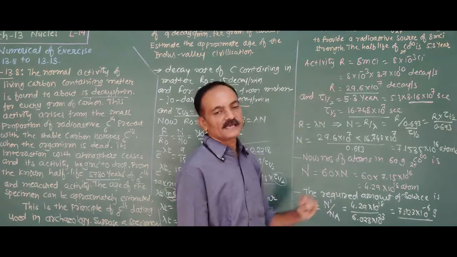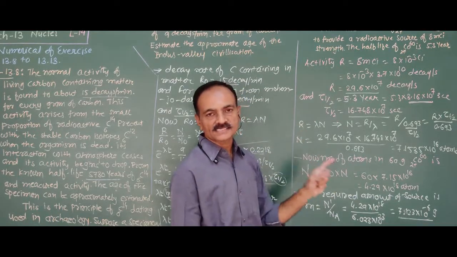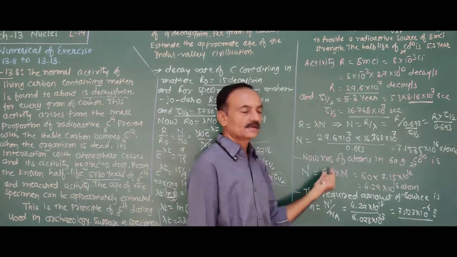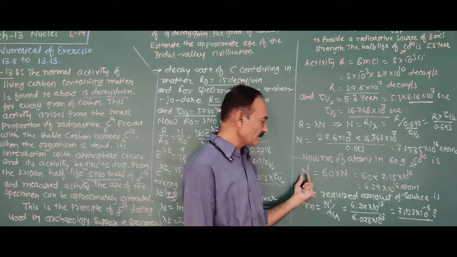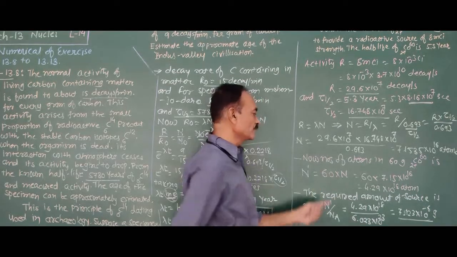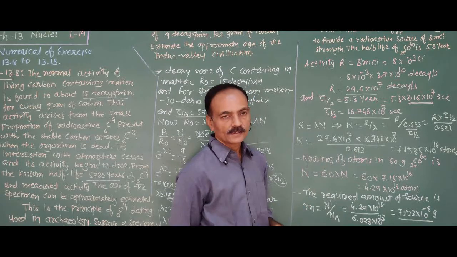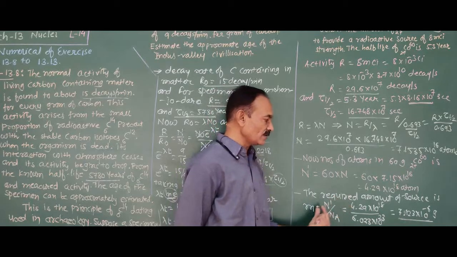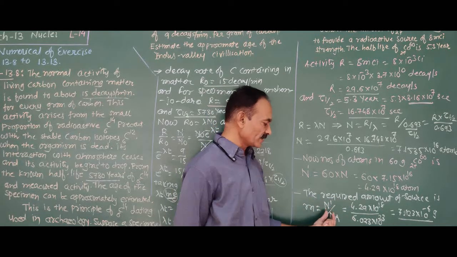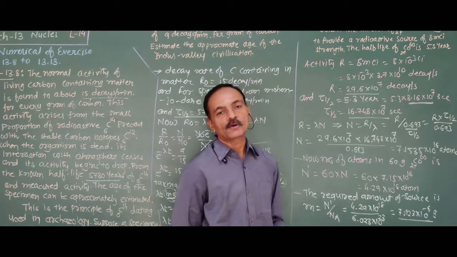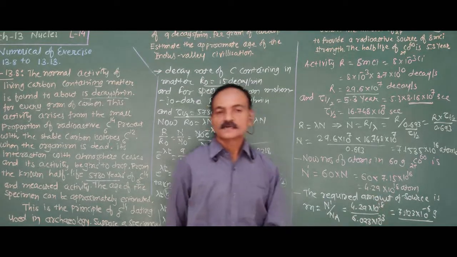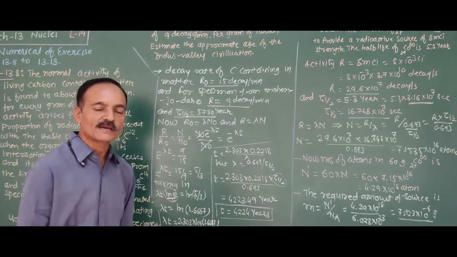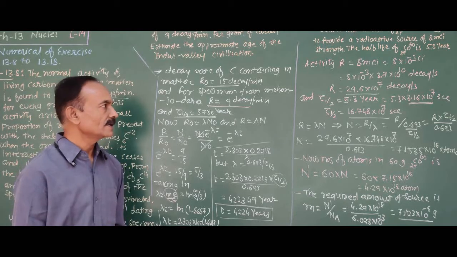But here, the specimen is given, the cobalt, having the atomic mass 60, right? Therefore, in 60 gram cobalt, how much number of atoms? First, we find out the N. After finding the number of atoms in cobalt-60, how much quantity of the cobalt is required? So this number of atoms divided by the Avogadro number. Thus we obtain the quantity of cobalt is 7.123 into 10^-6 gram. Clear?